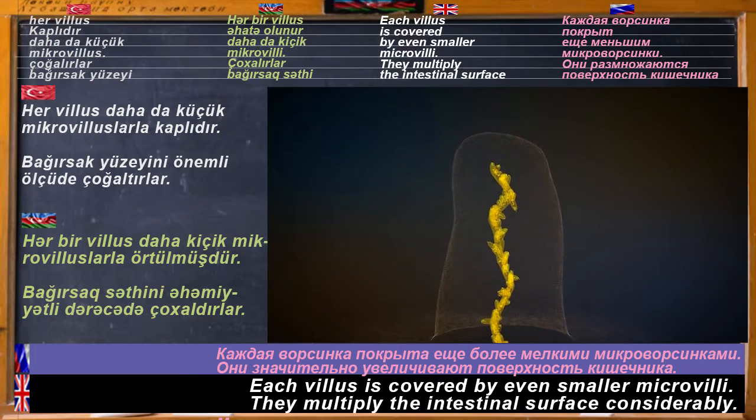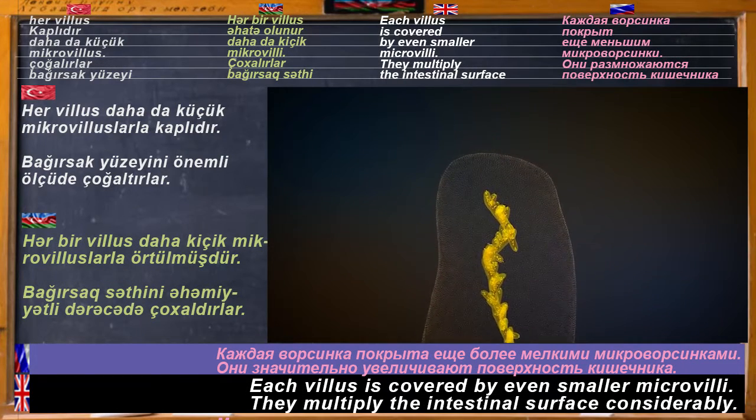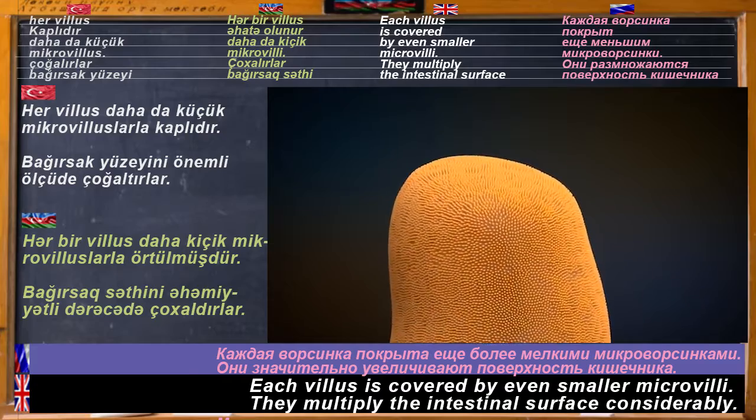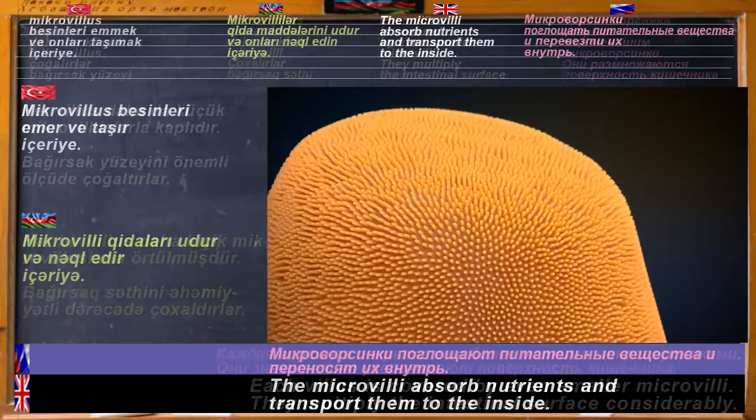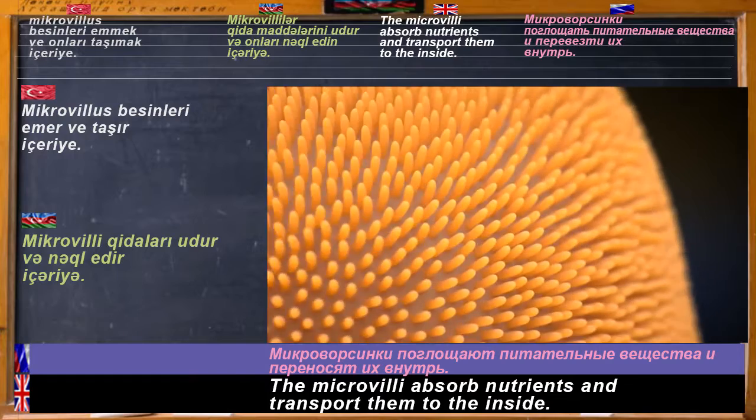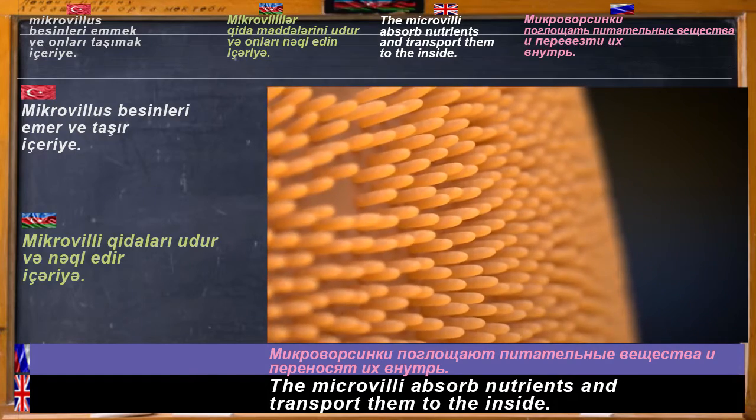Each villus is covered by even smaller microvilli. They multiply the intestinal surface considerably. The microvilli absorb nutrients and transport them to the inside.